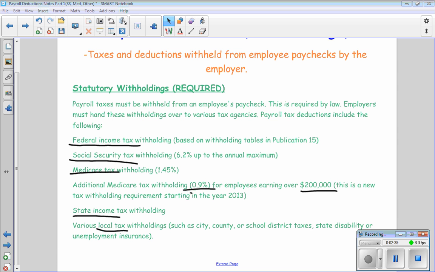And local tax withholdings, city, county, school district taxes, state disability or unemployment insurance. Those types of taxes vary by location where you work or where you live. Where you work or where you live, those vary. They're not always going to be the same.